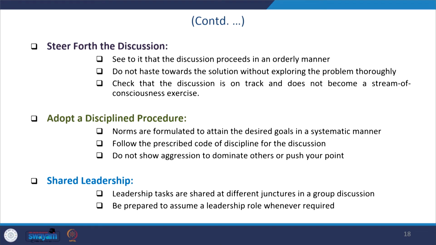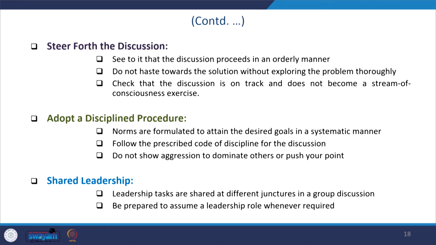Now, one should always have a tendency to steer forth the discussion, so that there is no lull, there is no silence. One should never try to rush towards the solution without exploring the problem thoroughly. If somebody just in the beginning says, I favor this idea, or I completely think that this is a wrong statement, then there is no point of the discussion going further. So, one must try to adopt a disciplined procedure. You must be aggressive, you must be assertive, but you must not be dominating. Leadership has to be shared. One should always try to follow the prescribed code of discipline or the norms in the discussion.